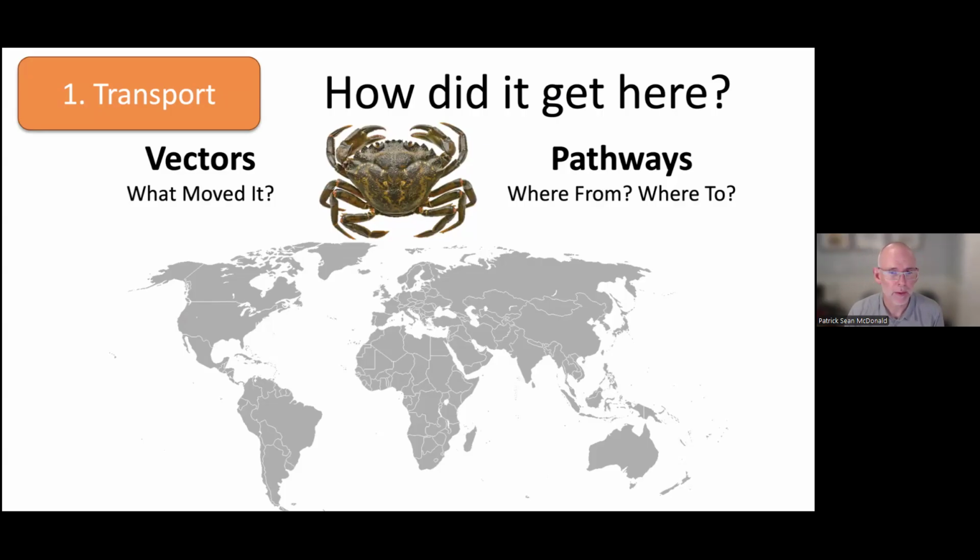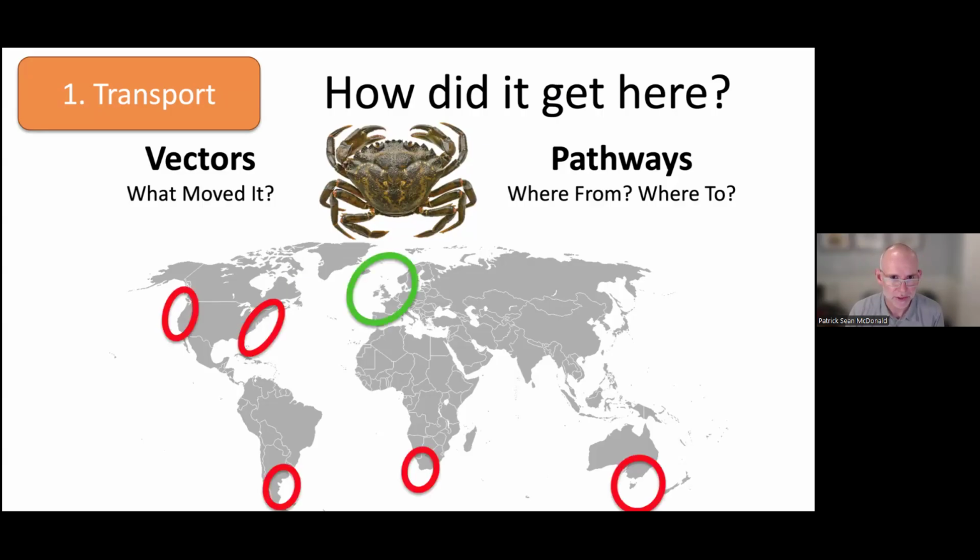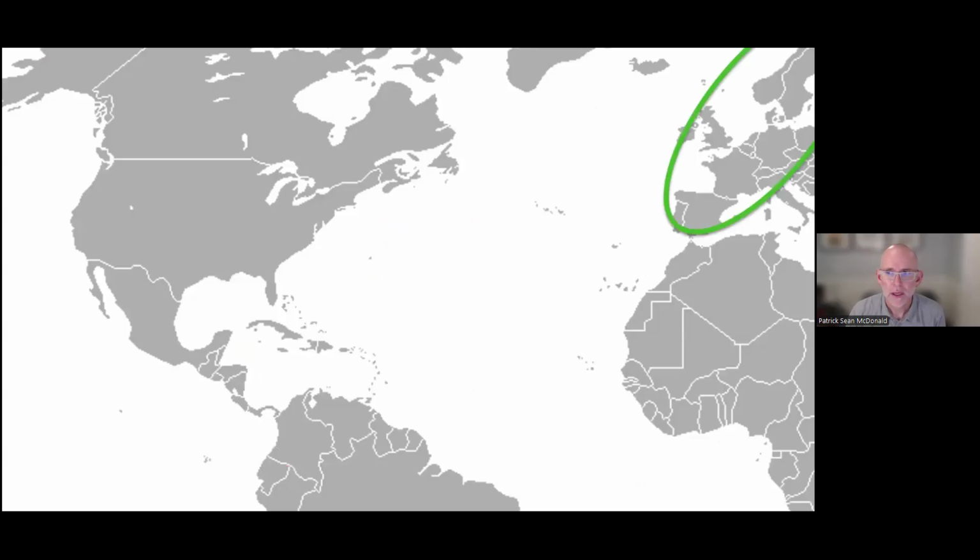Part of what dictates whether or not a species eventually becomes established and invasive has to do with the combination of those vectors and pathways. I've already highlighted where green crab are native from, and where they've spread. It was back in 1817 that we had the first documented evidence of green crab spreading from Europe to the Atlantic coast of North America, likely in the ballast of ships.